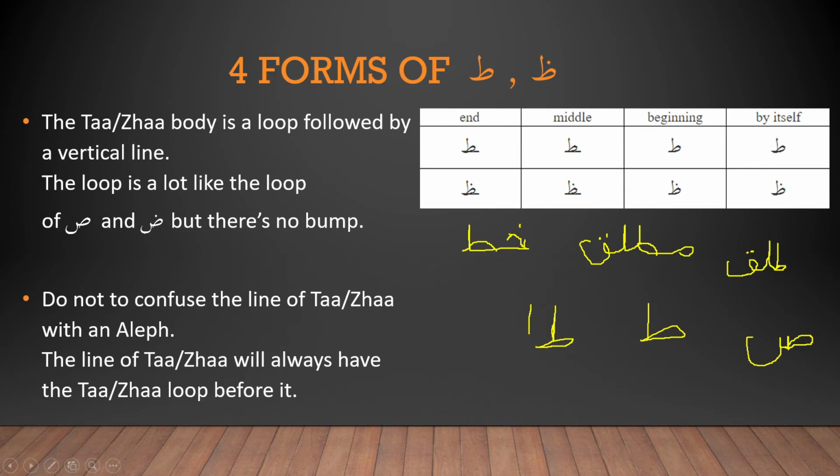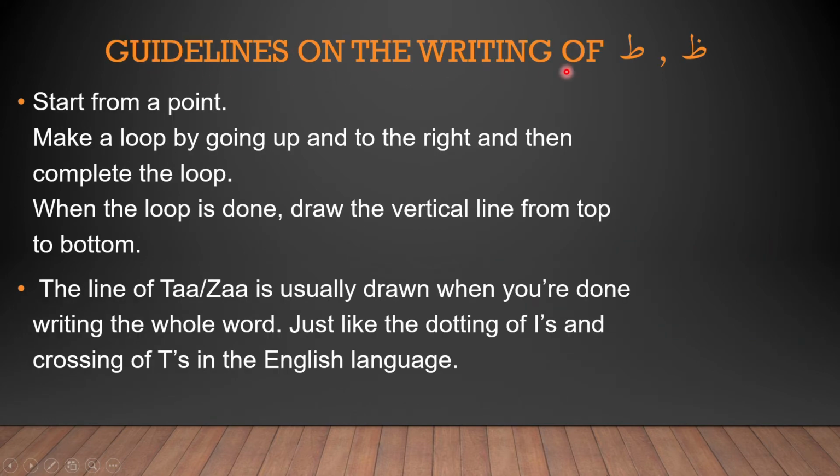Okay? Now let's look at the guidelines to writing the Taa and Zha. Start from a point. Okay, so let's start from a point. This is a point. Make a loop by going up and to the right and then complete the loop. This means that you have to take this point, go up like this, come back, and meet the point. Now, when the loop is done, draw the vertical line from top to bottom. So, draw the vertical line like this. There, the Taa is complete.